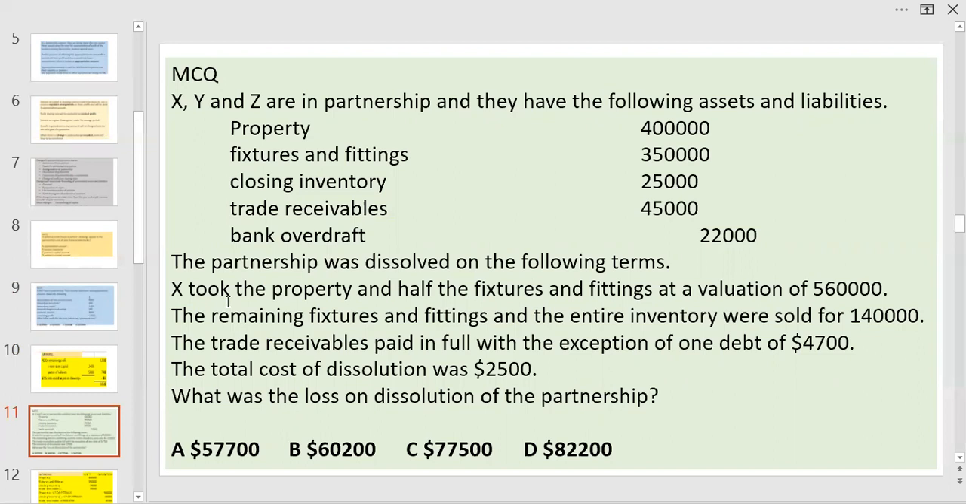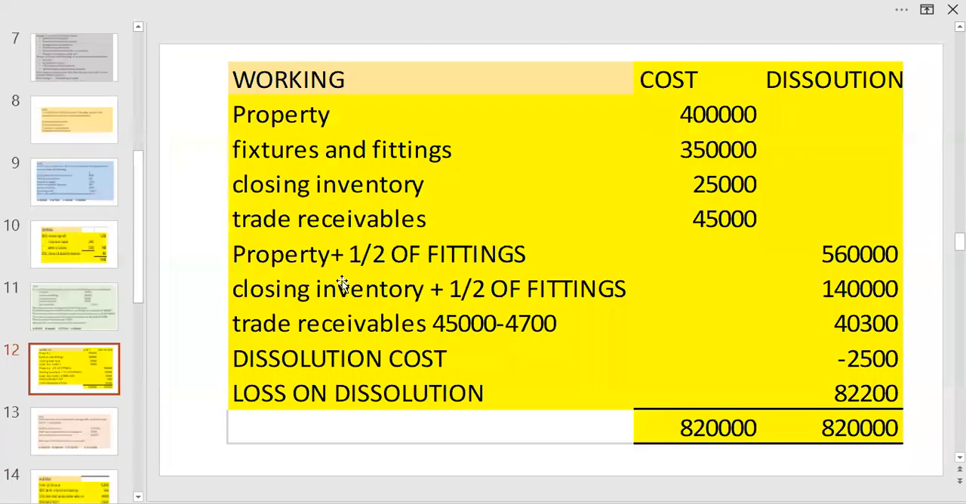Half of the fittings were taken by a partner for 560. The balance of the fittings and the entirety of the inventory are sold for 140. From the receivables, they could recover only 40,300. There is a dissolution cost of 2,500, leaving a loss on dissolution of 82,200.